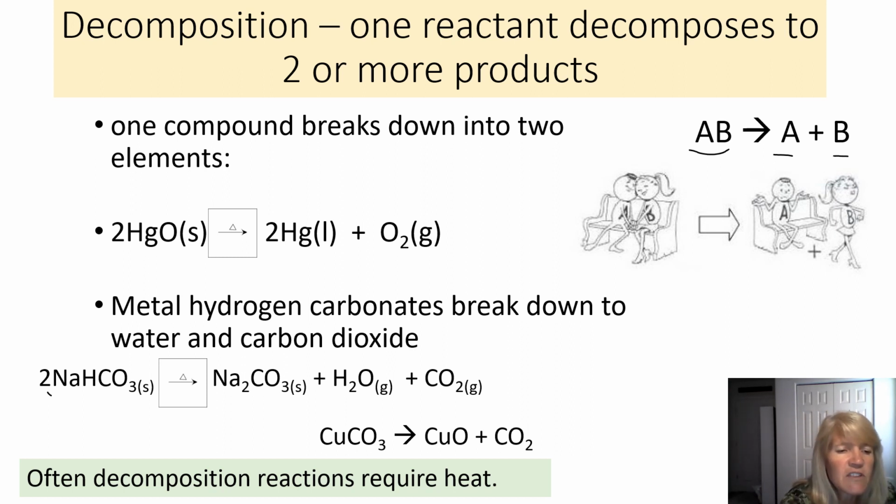This one is pretty interesting because this is the reaction of baking soda. Sodium hydrogen carbonate is baking soda, and when you heat baking soda, it decomposes. And one of the products is carbon dioxide gas, and so that's how it works in baking. The carbon dioxide puts little gas bubbles in whatever you're making and makes them more fluffy. Often decomposition reactions require heat, and that's what this arrow with the triangle over it means, with heat. So that's how decomposition often occurs.